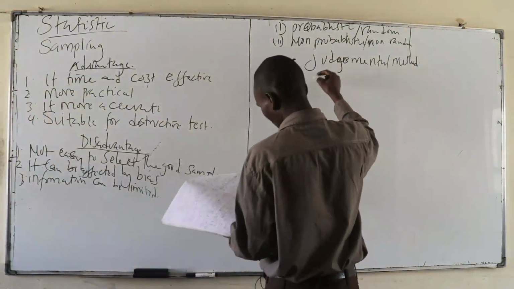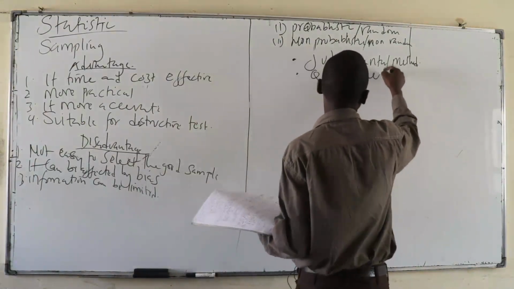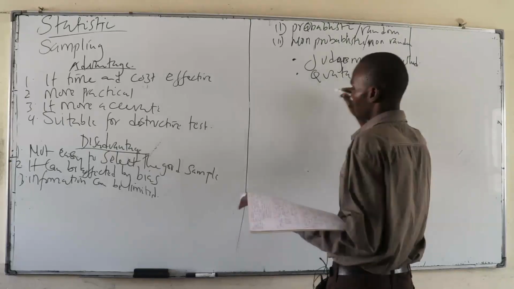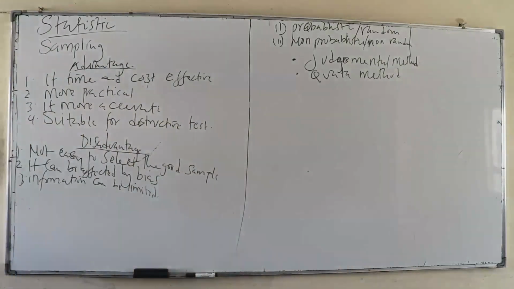Roman 2, we have quarter method. This is where data is divided into quarters and then a sample is drawn from the quarters.